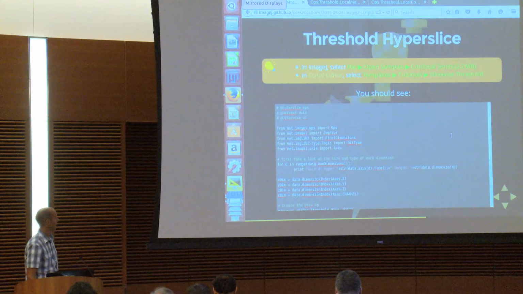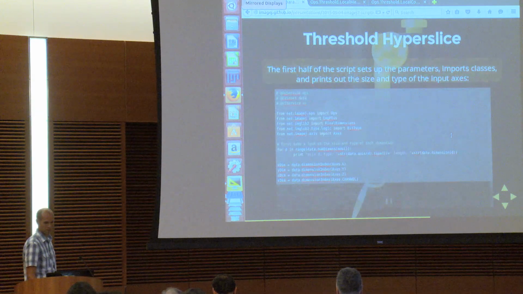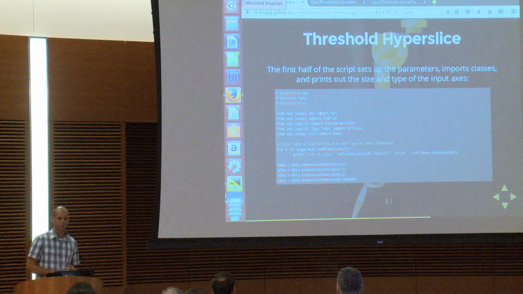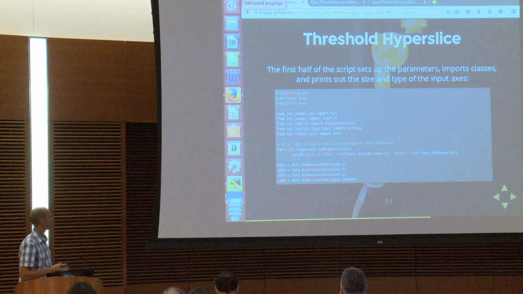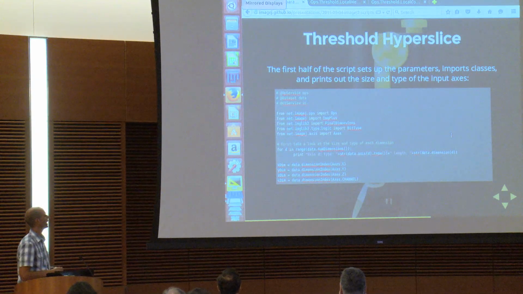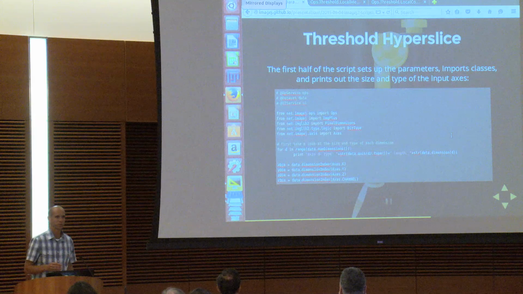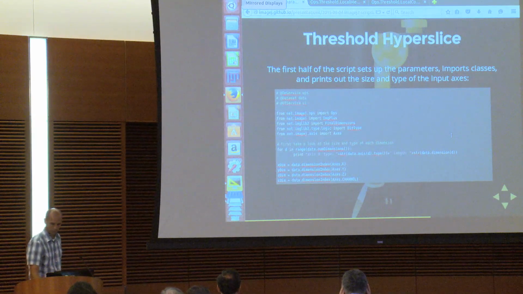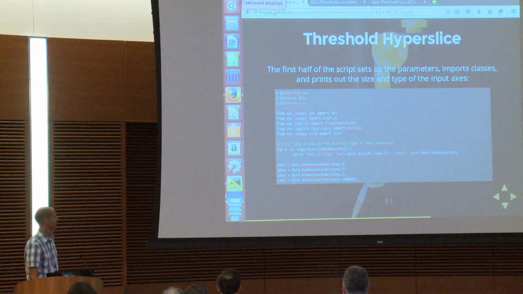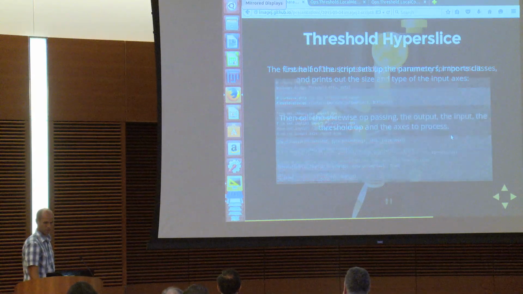So we just opened up the script. The first half of the script just sets up our parameters, sets up some imports that we need, and then prints out our dimensions. We've actually done most of this before. It's just always a good idea to take a look at what you actually have.